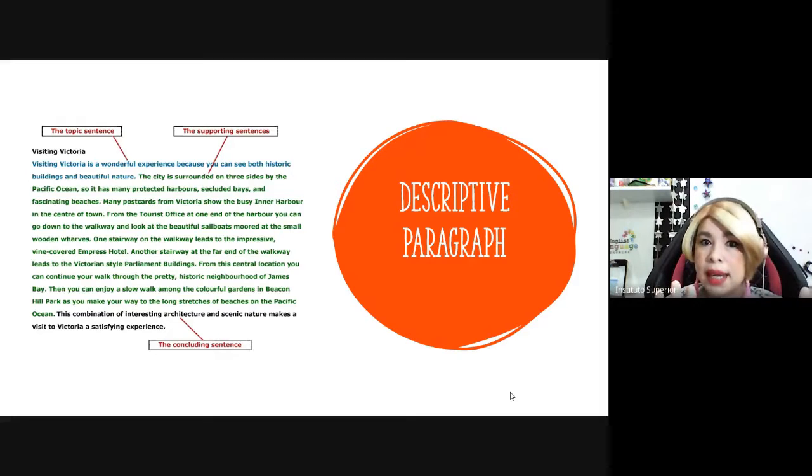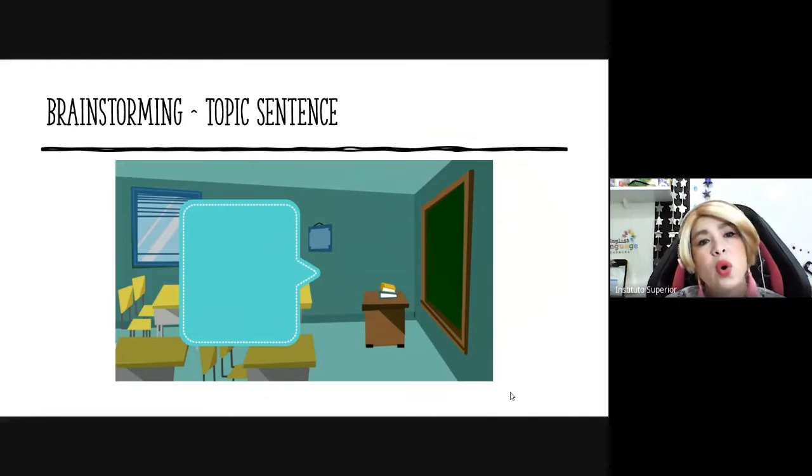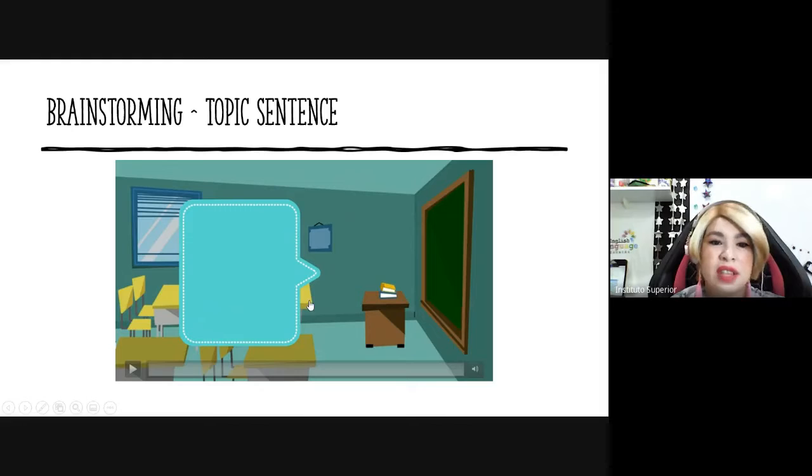But wait, as the title says, it is a descriptive paragraph. When you describe something, you make a vivid image in the reader's mind about what you intend to inform, right? So you could see a lot of use of adjectives to picture the ideas in your mind. So what are the steps to write a very good descriptive paragraph, or descriptive writing? Let's check this video.